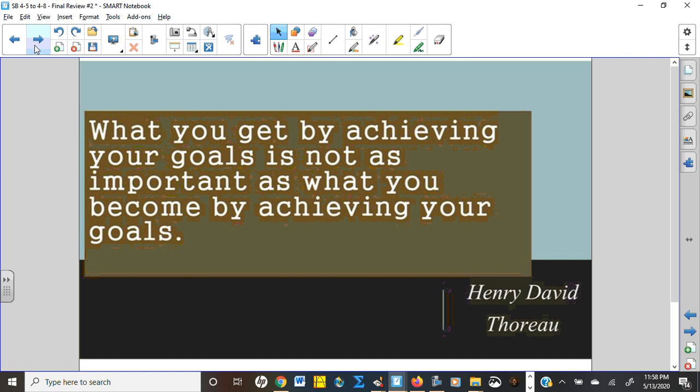As you can see, Henry David Thoreau has some good advice. As you think about all of your classes and what you're trying to get out of them, it's not just what you achieve, it's what you become by why you're achieving those things and by what you're putting into it. All right, so give yourself a little extra motivation for all your finals, and good luck. Close it out.